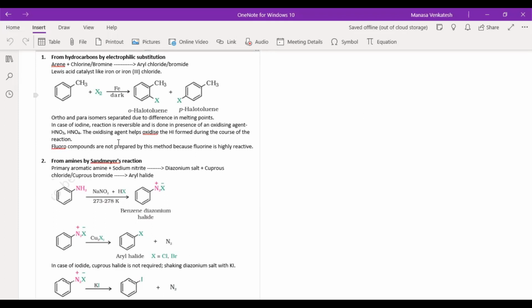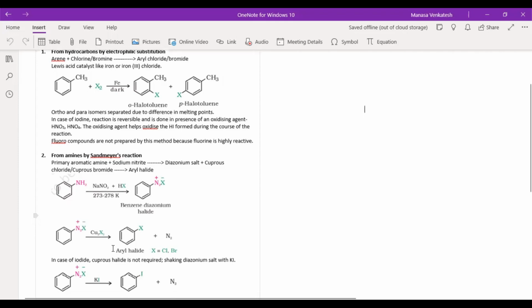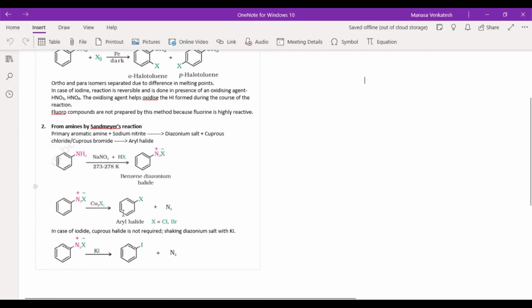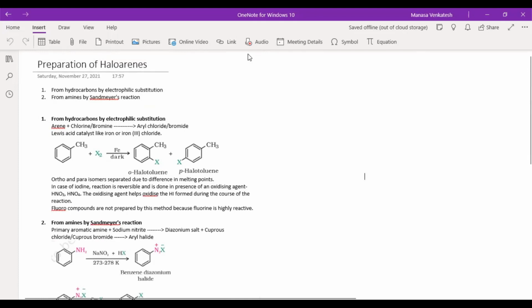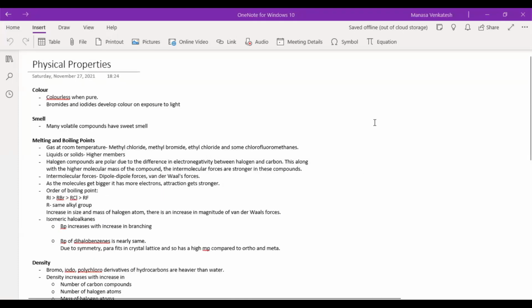Next is from amines. Amines basically undergo Sandmeyer's reaction, which means this is aniline. It's reacting with sodium nitrite to form benzene diazonium halide. And this benzene diazonium halide is reacting with cuprous chloride or cuprous bromide to give us an aryl halide. But for iodine, it's reacting just with potassium iodide. With that, we're done with the preparation of haloarenes.